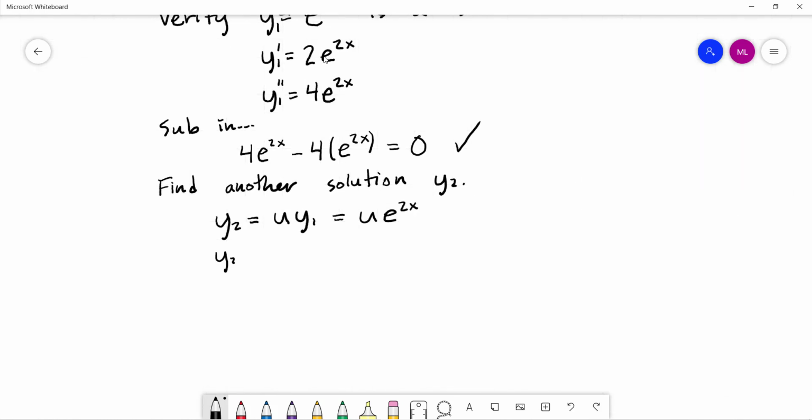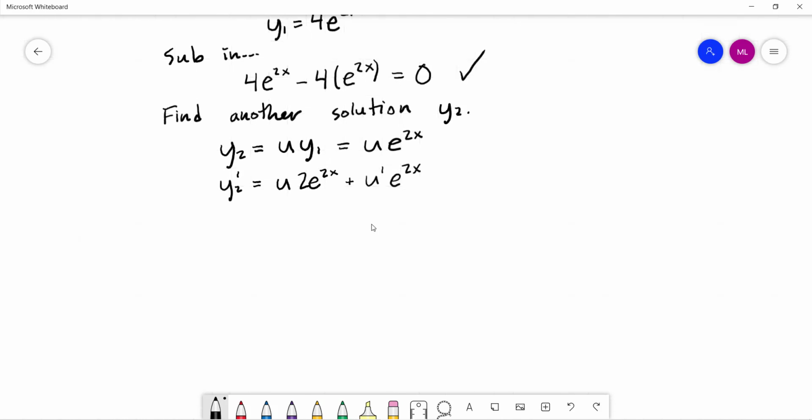What will y2 prime look like? Well, the assumption again is that u is a function of x, so I can't just treat it as a constant. I have to do product rule here. So what is the derivative of this product? I'll get the first times the derivative of the second plus the second times the derivative of the first. So here's what that looks like. We've got the first times the derivative of the second, and here's the second times the derivative of the first.